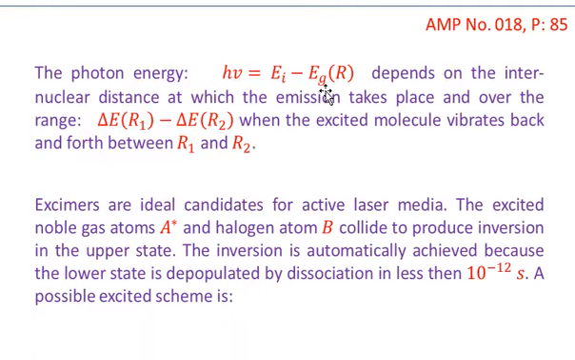So the photon energy h nu, which is equal to EI minus EG of R, depends on the internuclear distance at which the emission takes place and over the range delta E as a function of R1 minus delta E as a function of R2, when the excited molecule vibrates back and forth between R1 and R2. And R1 and R2 are two internuclear separations.